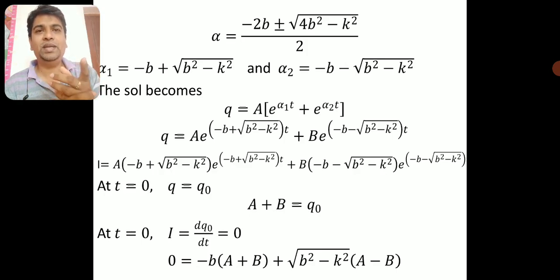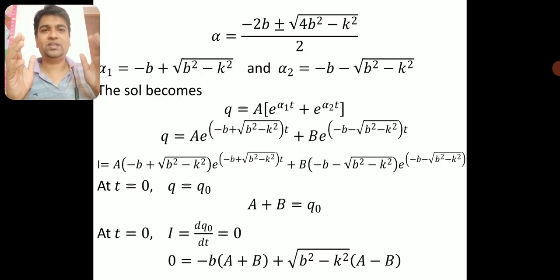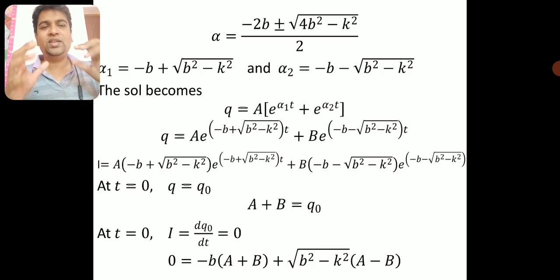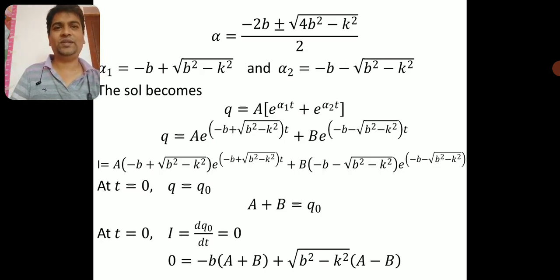So instead it has to be b. It is not simply a e to the power of alpha 1t plus e to the power of alpha 2t. Please include b in this equation. So it has to be b e to the power of alpha 2t. Please correct it. Now you know what alpha 1 and alpha 2 are. If you substitute alpha 1 and alpha 2, you will get a big equation. q is equal to a e to the power of minus b plus root of b square minus k square into t, plus b e to the power of minus b minus root of b square minus k square into t.